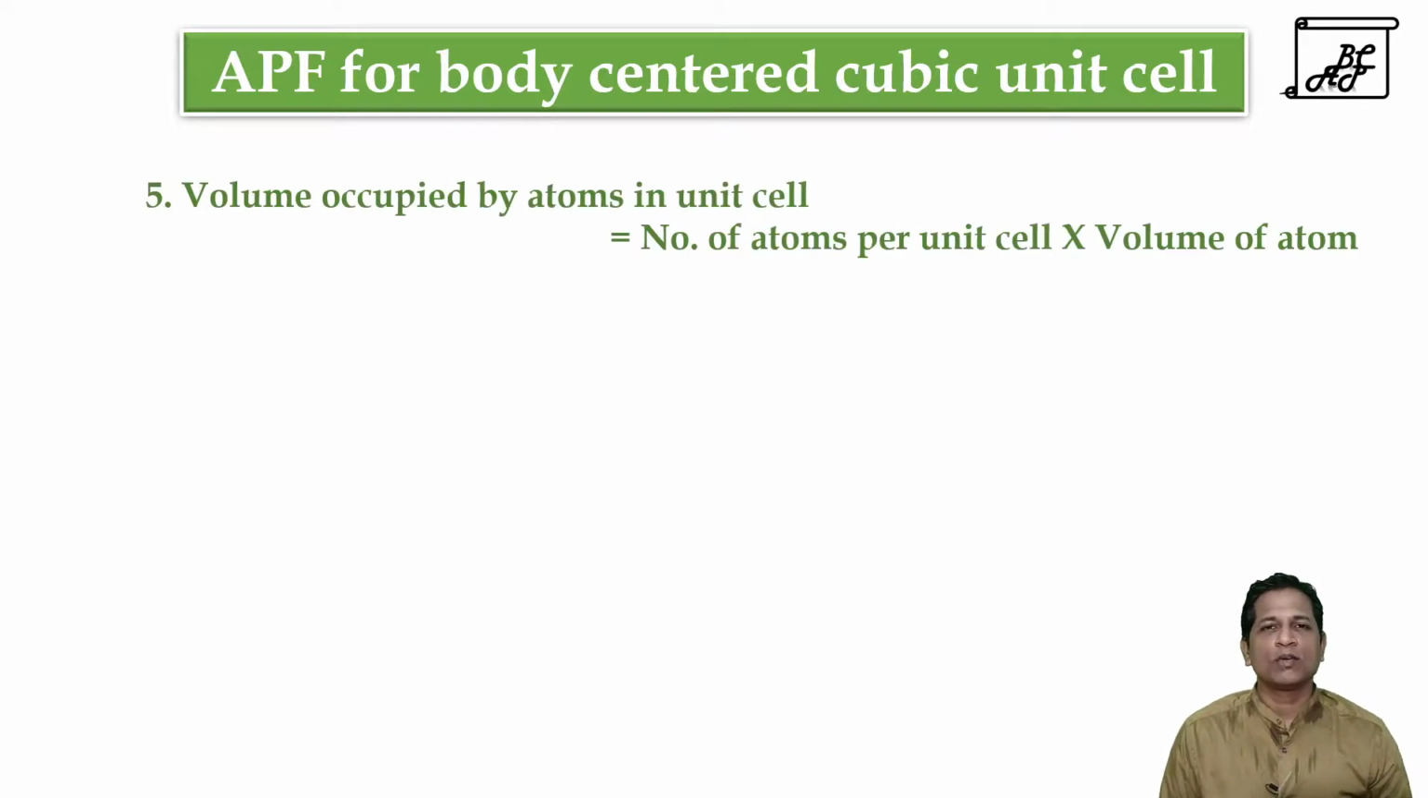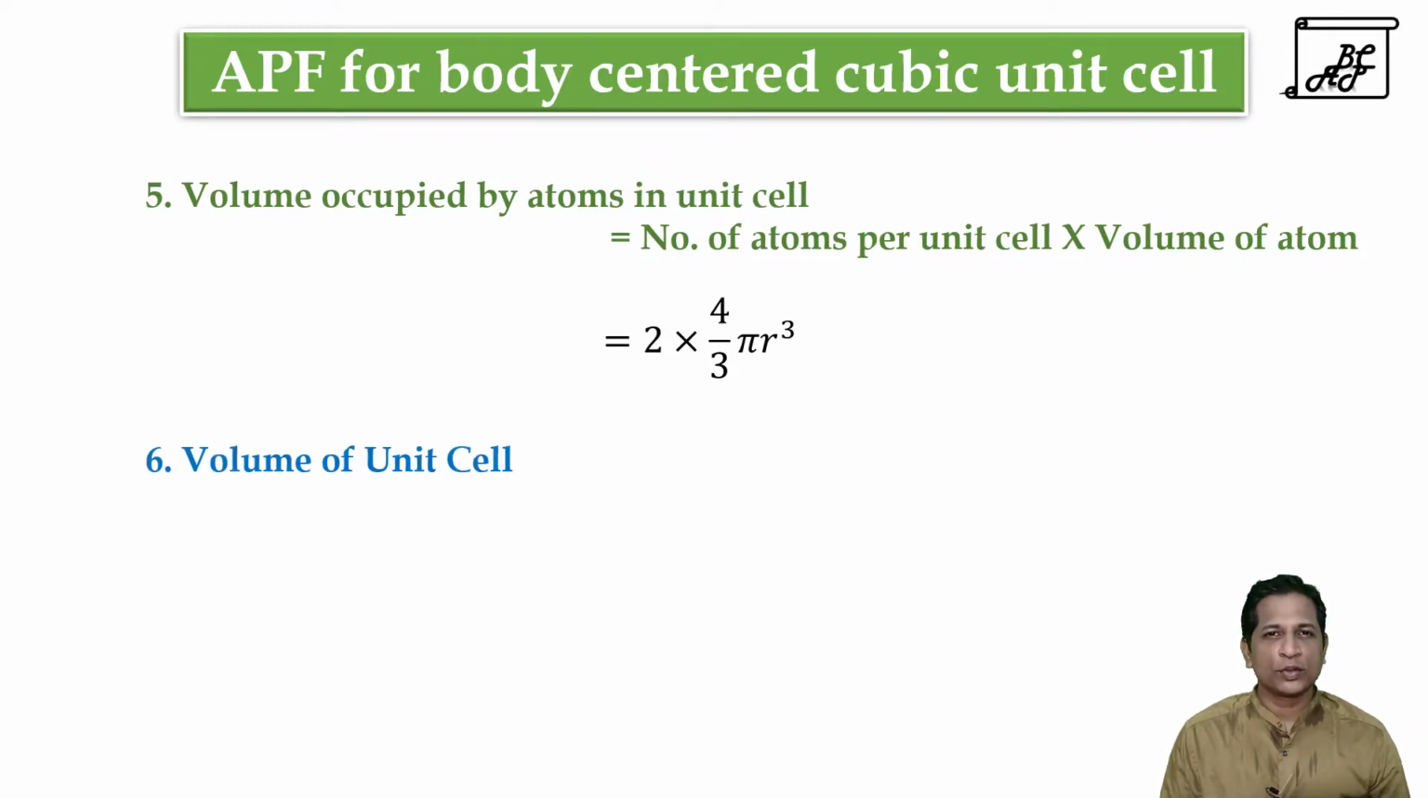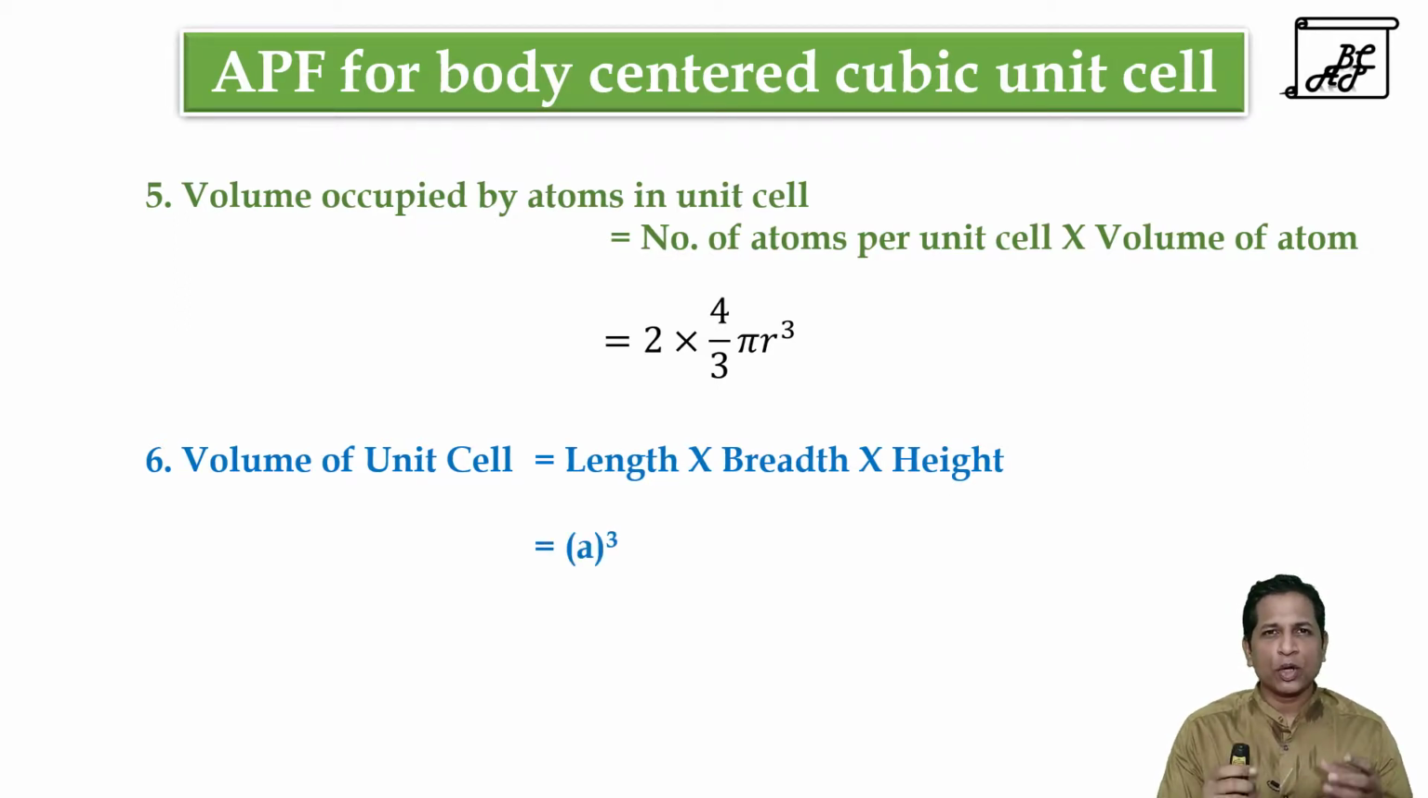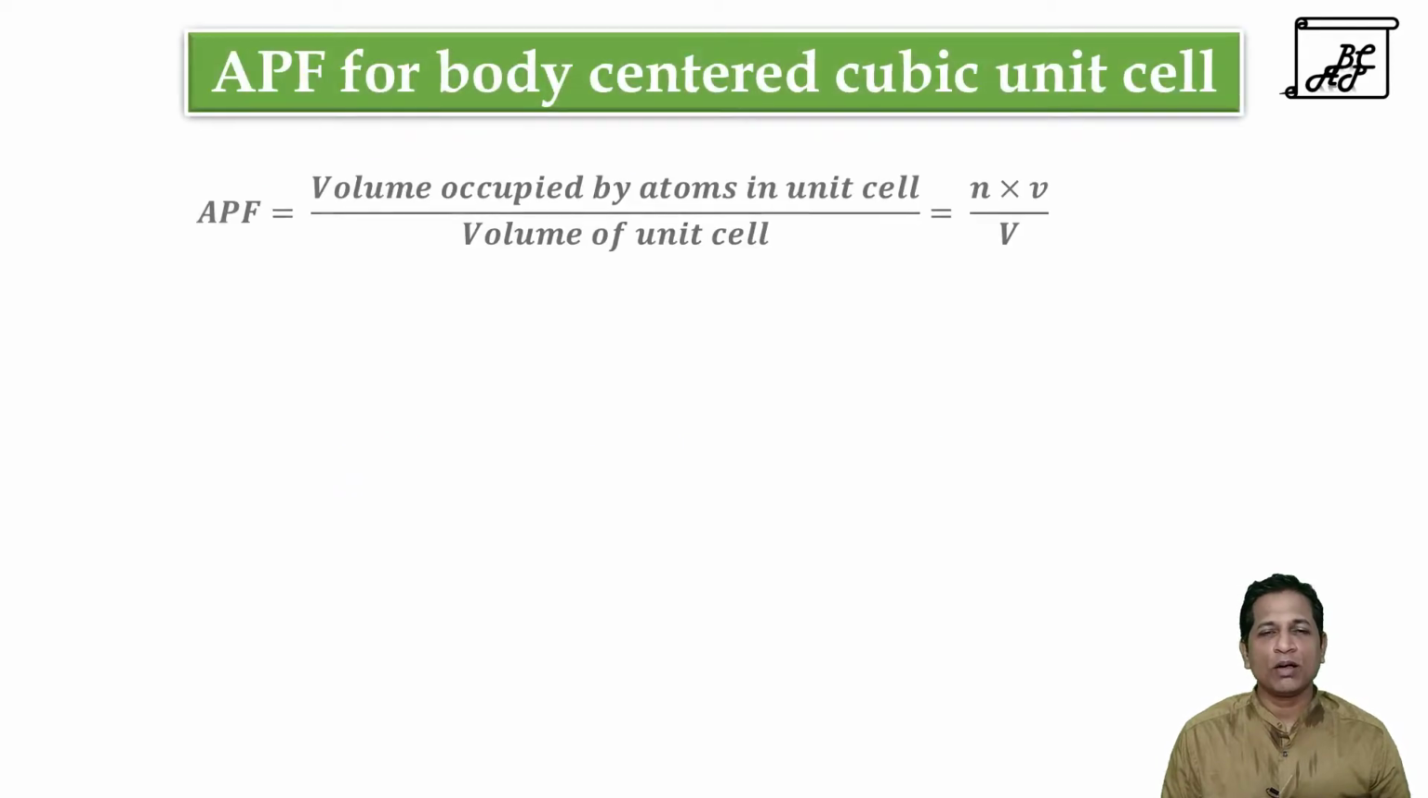Let's move to the fifth point, that is volume of atoms. Volume of atom is the volume of sphere, that is atom is spherical in shape, so volume of sphere into number of atoms, that is 2 into 4 by 3 pi r cube. Volume of unit cell is volume of cube, that is length into breadth into height, calculated as a cube. Let's substitute all these values into the formula of atomic packing factor, that is volume of atoms in the unit cell divided by volume of unit cell.